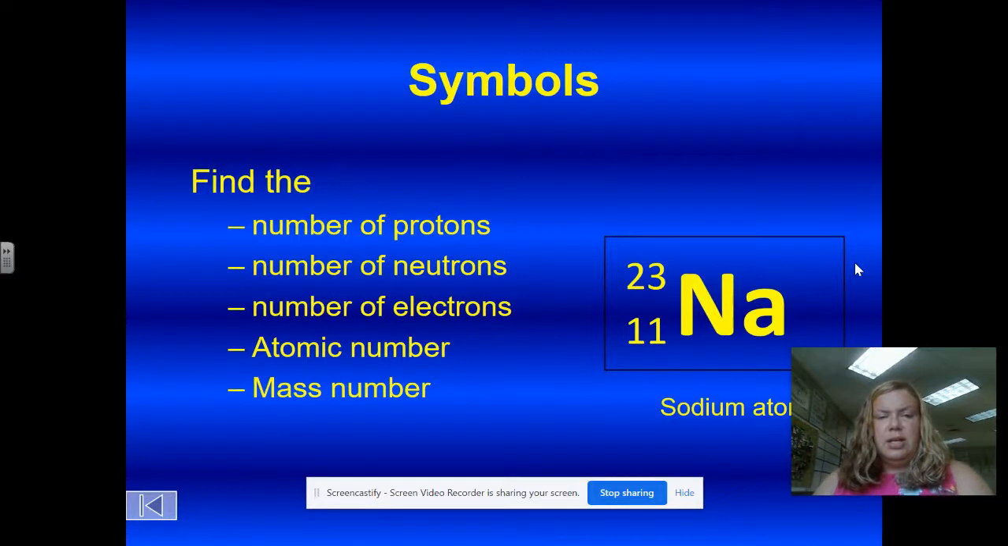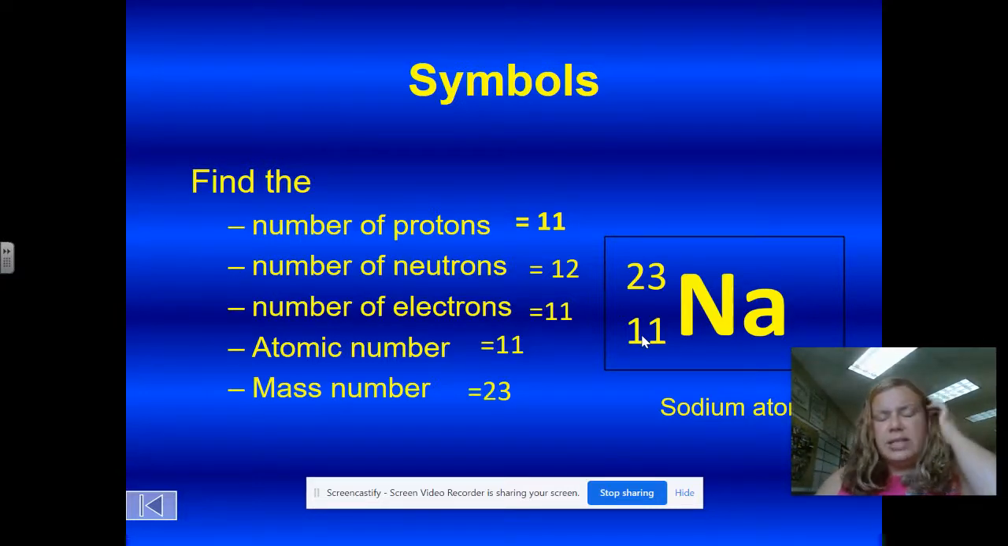Let's try this one. So we have sodium, and sodium 23, because that's our mass number. The number of protons matches our atomic number. The number of neutrons is the difference, the mass number minus the atomic number, or the mass number minus the number of protons. There's no indication of an ion, so therefore there's 11 electrons. 11 is your atomic number, 23 is your mass number. So this is just some very basic parts.